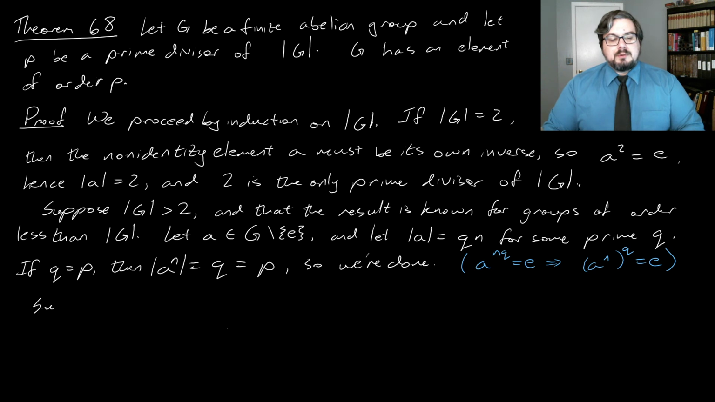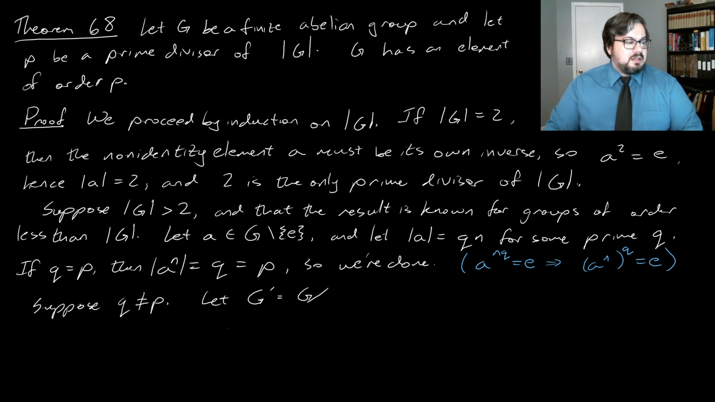Now let's suppose that q is not equal to p. So we don't get the easy win. I want to let G prime be the factor group G mod the cyclic group generated by A to the n. So let's see what we've got with this.